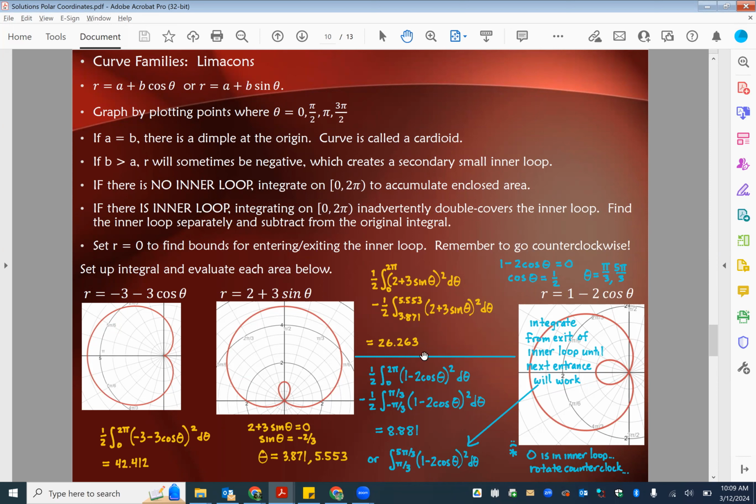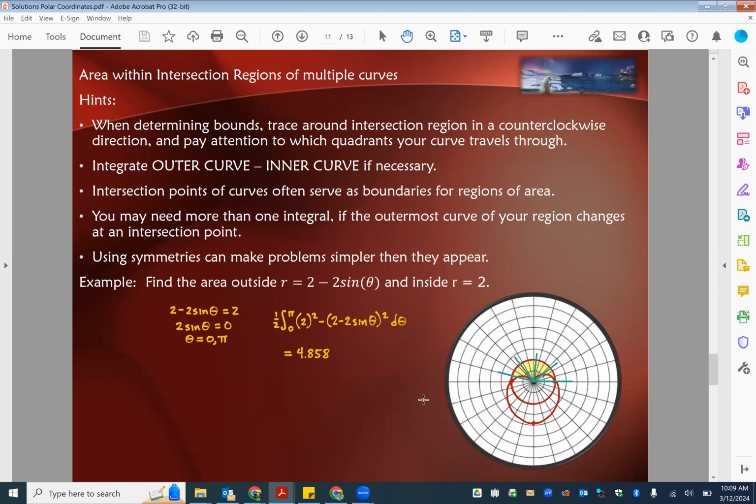All right, so here is the actual calculation for that third example. All right, let's move on here.